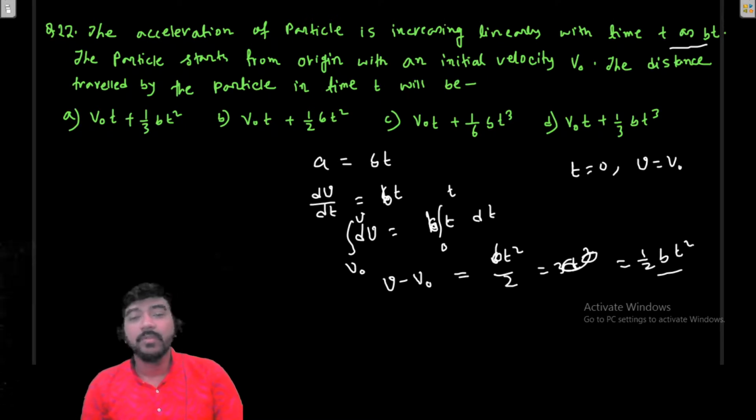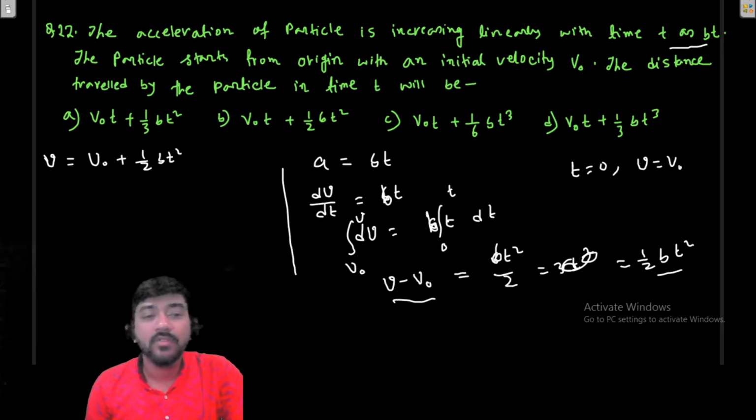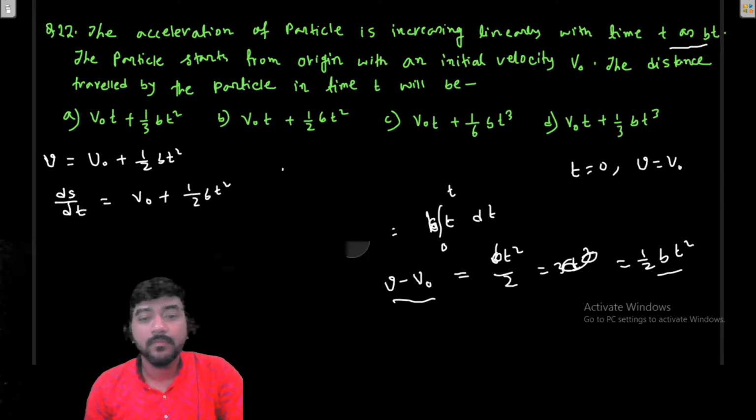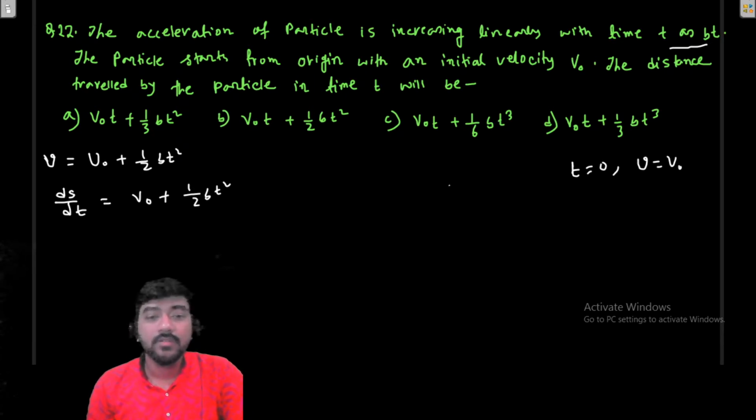So what will be v? v minus v0 is this, so v will be simply v0 plus half bt². Now we have to integrate one more time, and we will get s. So now v can be written as ds/dt. So ds/dt is nothing but v0 plus half bt². It means ds is equal to v0 into dt plus b by 2 into t² dt.